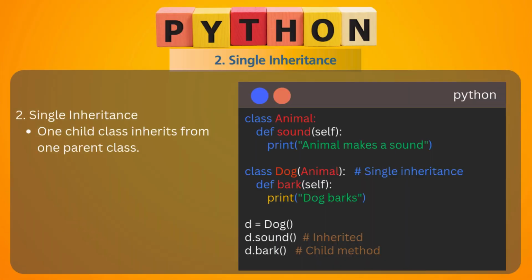Now we move on to single inheritance. Single inheritance: one child class inherits from one parent class. See this here, two classes. One is animal class, another is dog animal class. This dog animal class is the single inheritance. The subclass refers to the parent class. That is what single inheritance is here.